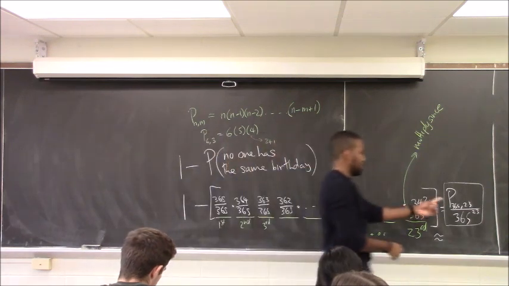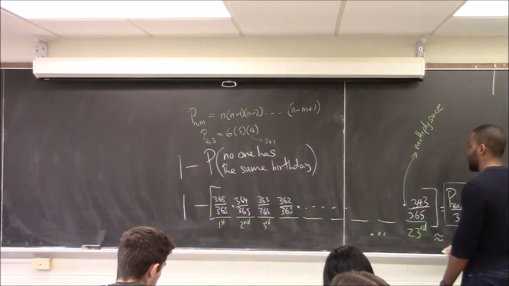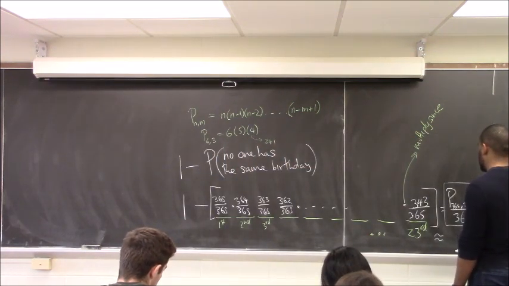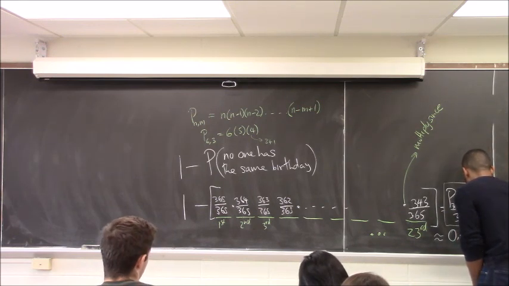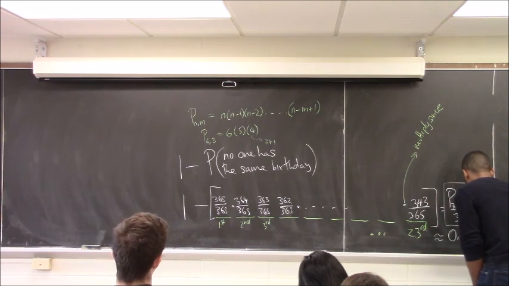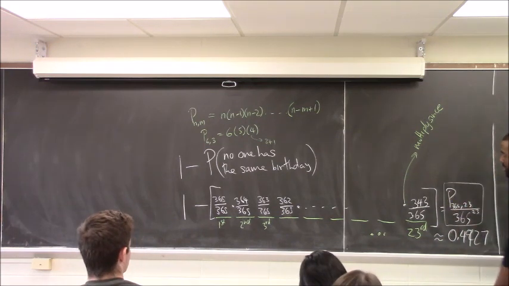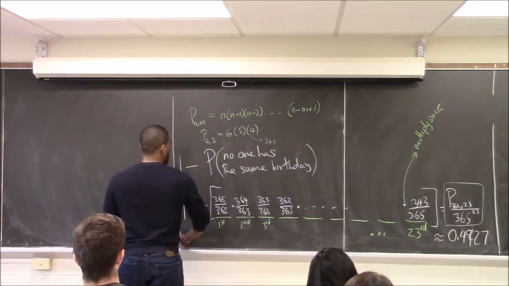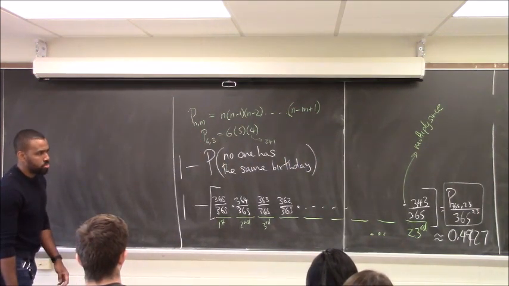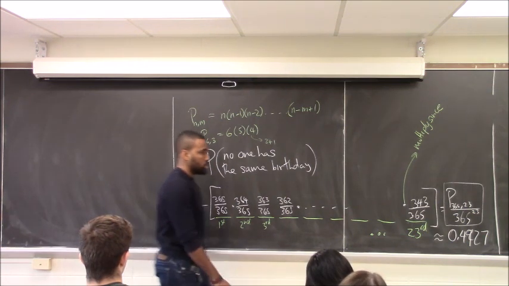What is this? 0.4927. Okay, so the birthday problem was over 23. I think one more will push you into like 51%-ish.